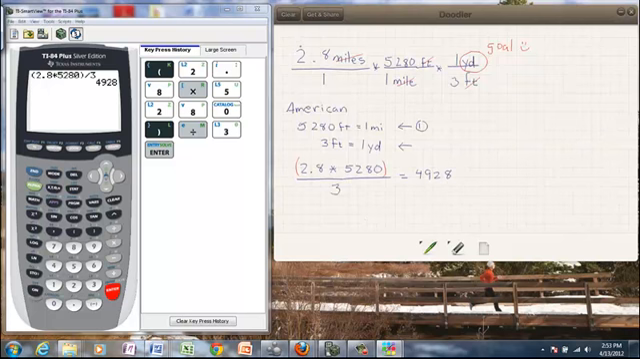Now, did you write that number down, or did you think about rounding it off? Because remember, our starting number only had 2 significant digits. We can't get any more significant, so our final answer should only have 2 significant digits. So we'll round this off to 4,900. And don't forget the units that we had as our goal. Yards.